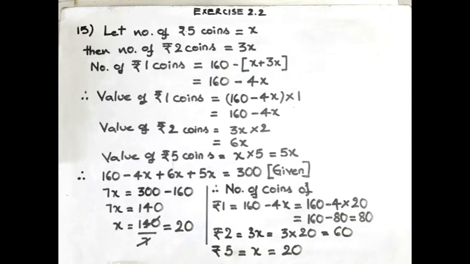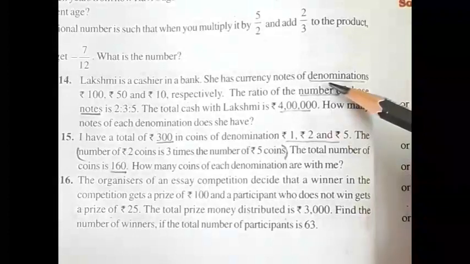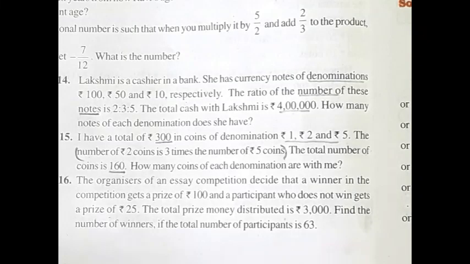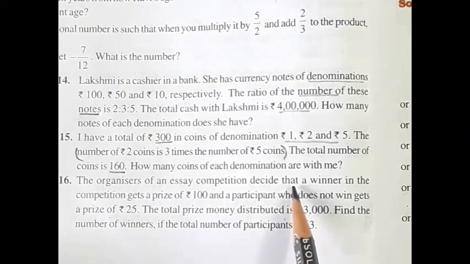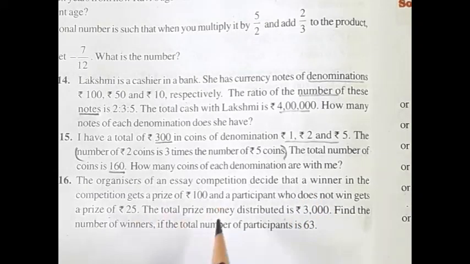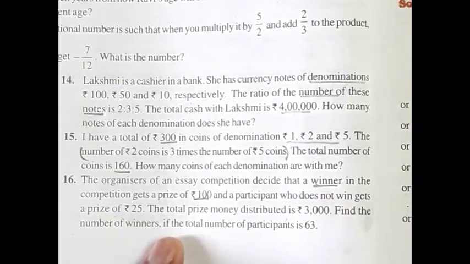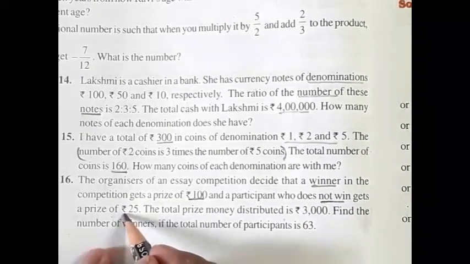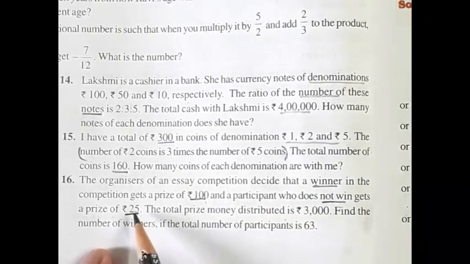Okay, now let us move to the next one. Now let us check the 16th question. As I told, the same scenario goes with the 14th question, 15th question and 16th. 16 is quite easy. Look, the organizers of an essay competition decide that a winner in the competition gets a prize of rupees 100. So winner gets rupees 100 and the participant who does not win, the loser, gets rupees 25.